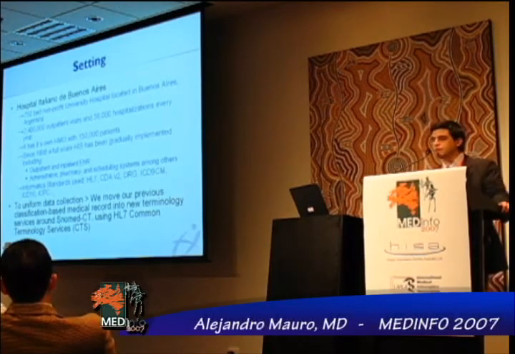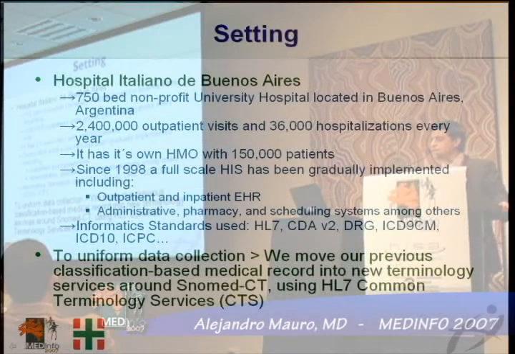Well, the Hospital Italiano de Buenos Aires is a 750-bed non-profit university hospital located in Buenos Aires, Argentina. 2.4 million outpatient visits and 36,000 hospitalizations every year. It has its own HMO with 150,000 patients, and since 1998 it has a full-scale HIS that has been gradually implemented, including outpatient and inpatient electronic health record, administrative, pharmacy and scheduling systems, among others.